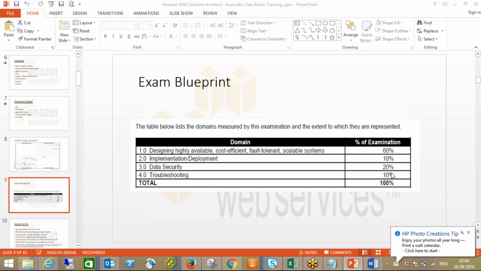And if you look at the Gartner report, as I mentioned earlier, AWS is the safest cloud space on the planet that provides maximum security to your data.